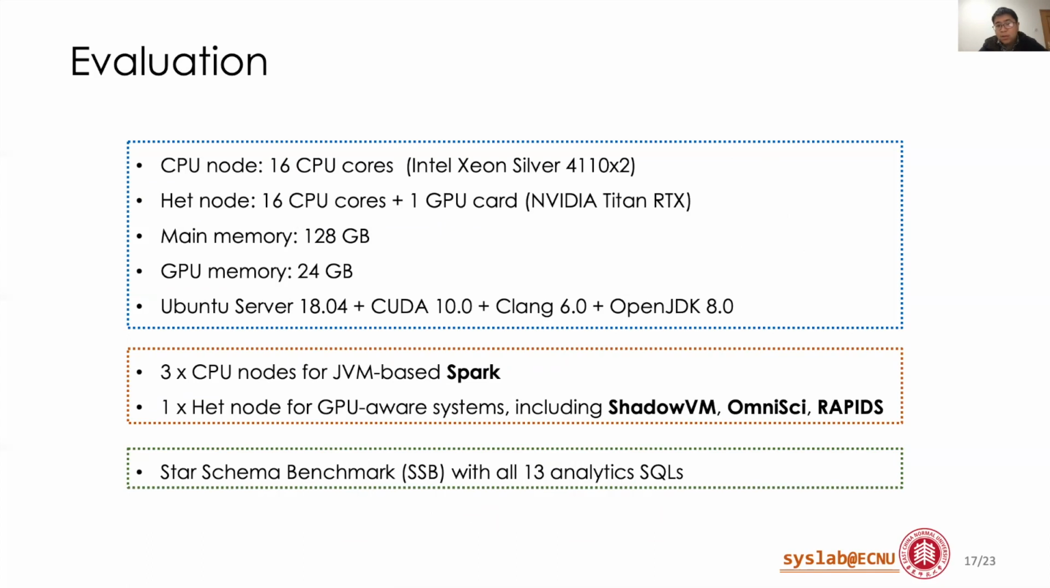Next, we evaluate the performance of ShadowVM. We leverage both a CPU node and a heterogeneous node with an extra GPU. Considering the price of the GPU to make a fair comparison, we use three CPU nodes for JVM-based Spark and one heterogeneous node for GPU-aware systems, including ShadowVM, OmniSci, and Rapids. The evaluated workload is the Star Schema Benchmark, with all 13 analytic queries on commercial data.